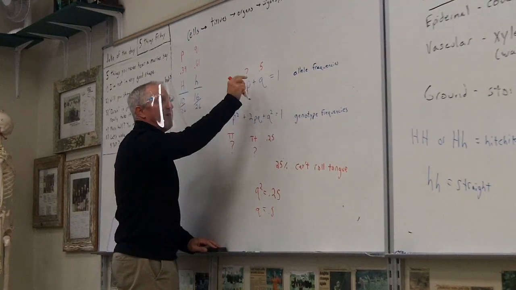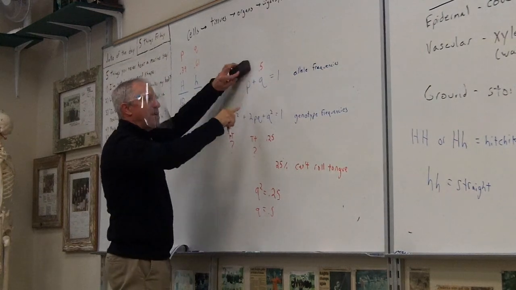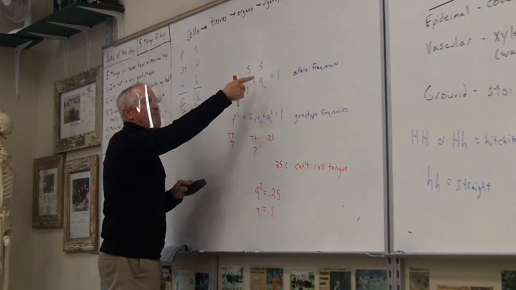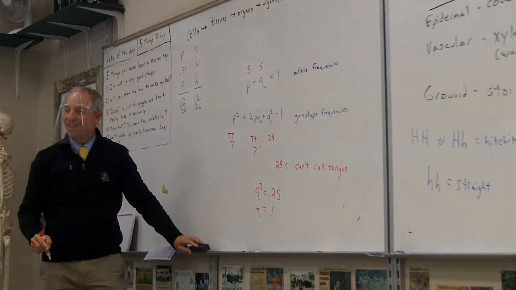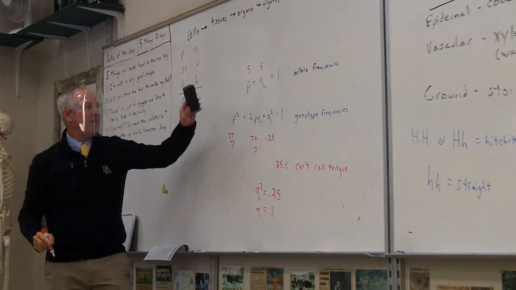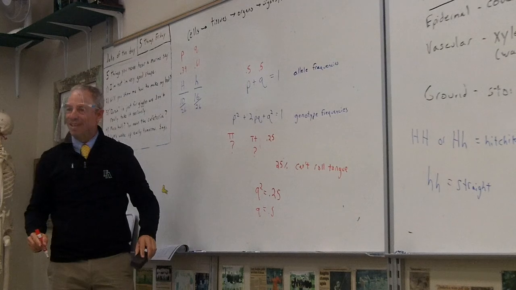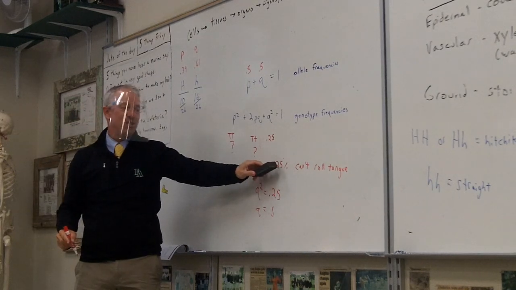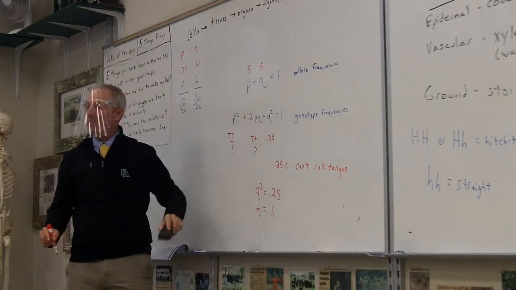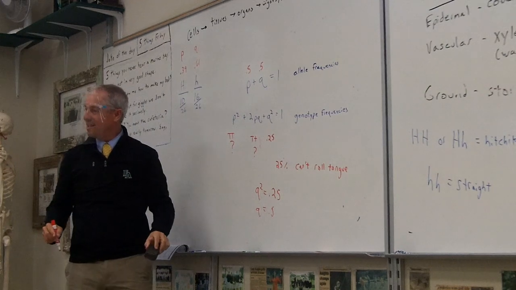Q is 0.5. Once we know Q is 0.5, we know P is 0.5. Y'all, we have the same amount of each gene in our gene pool. There's just as many dominant genes as there is recessive. Even though only 25% of the population is recessive, there's the same number of dominant and recessive genes. Isn't that weird?